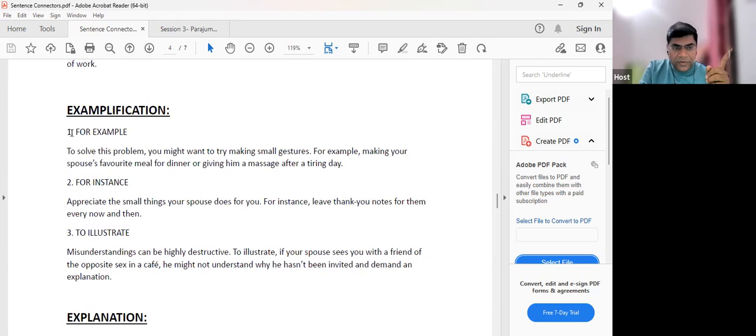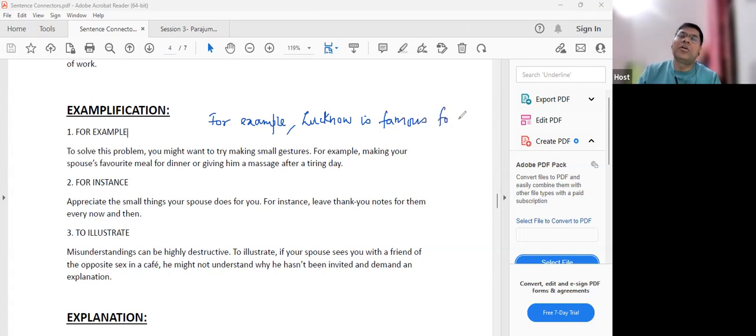Now this is very frequently used in most of the parajumbles. But when I have used questions, I have used this very frequently. Now, suppose if I say, look at this sentence. For example, let's say Lucknow is famous for Mughlai cuisine.